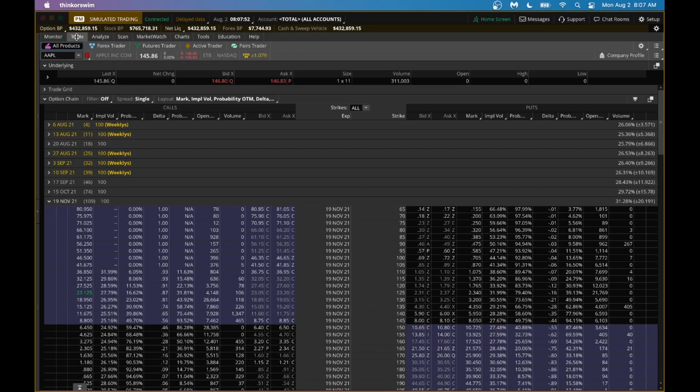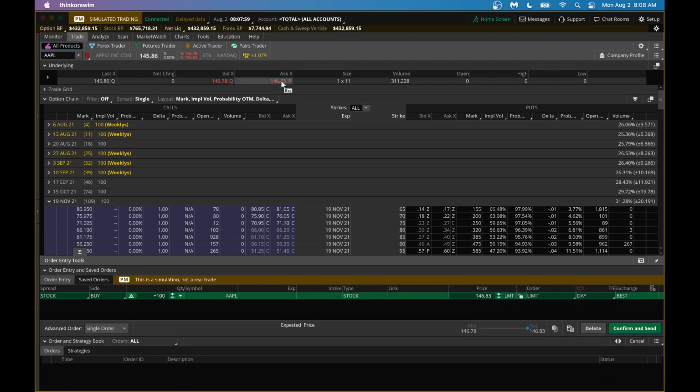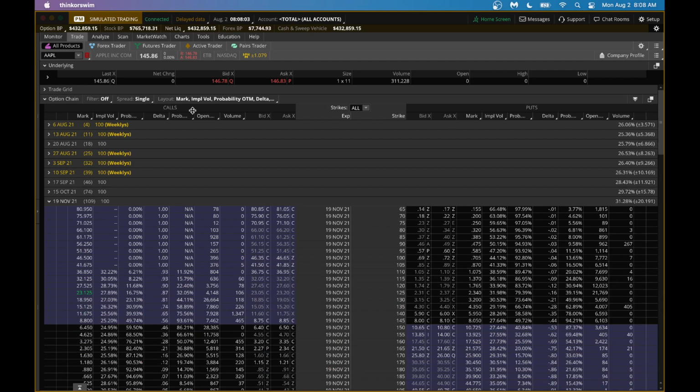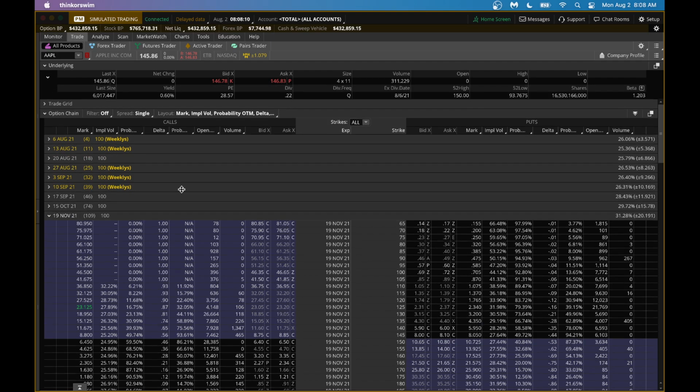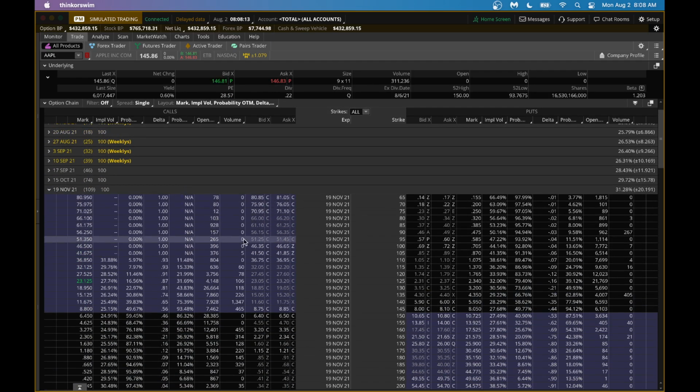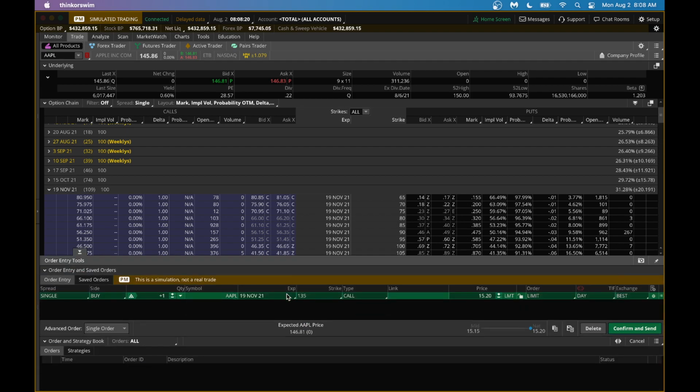So with that, we could go to an option chain here, and we could buy some Apple. Apple is at 145, and you could just buy some Apple right away by clicking ask here, and confirm and send. If you don't want to buy Apple stock itself, you could go to the 19 November 2021 expiration, 109 days out, and buy a call option. You could typically buy a delta 70 call option, which is right here. 74 is good enough.